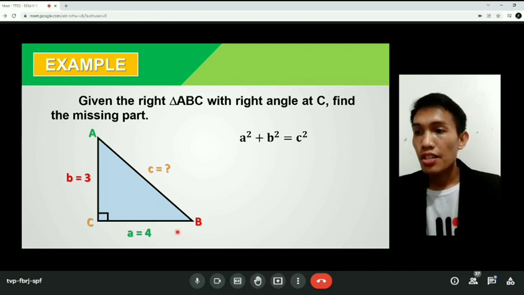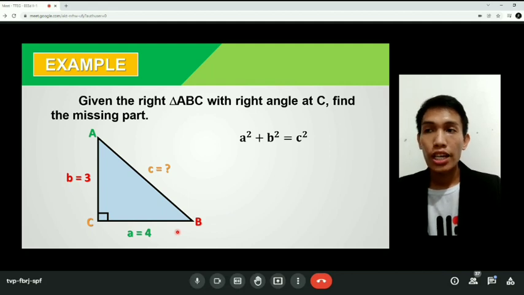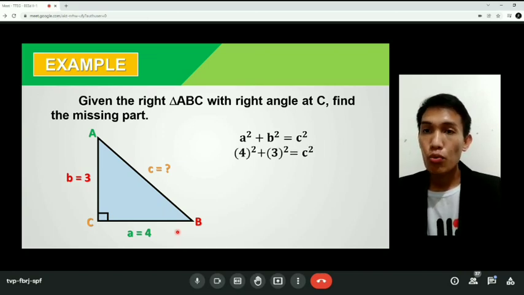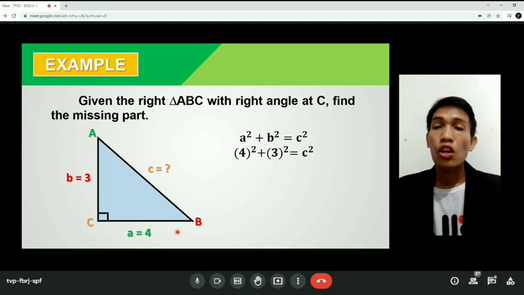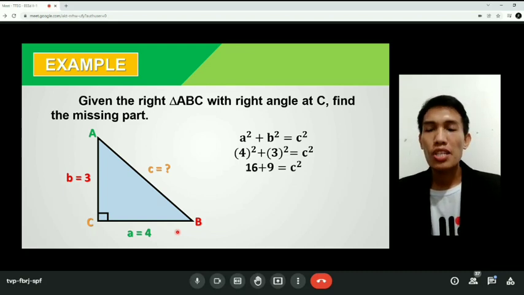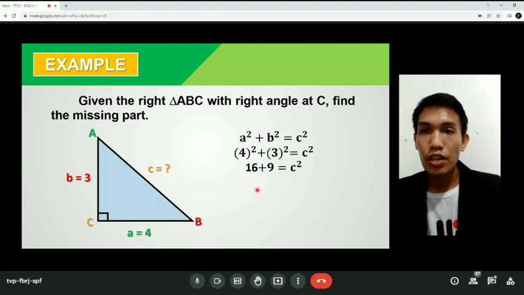Since the values of A and B are already given, we can substitute these values. Let's substitute 4 for A and 3 for B. So we have 4 squared plus 3 squared equals C squared. Now, 4 squared equals 16 and 3 squared equals 9. So 16 plus 9 equals C squared. 16 plus 9 is 25, so 25 equals C squared.